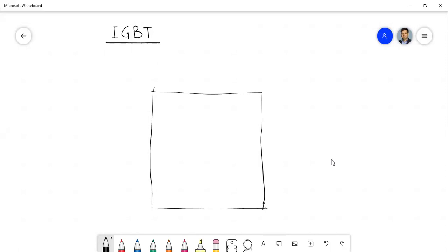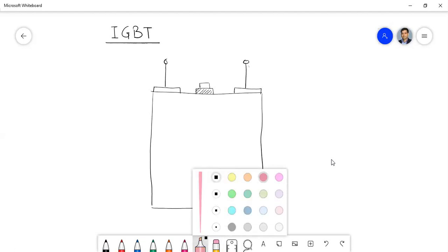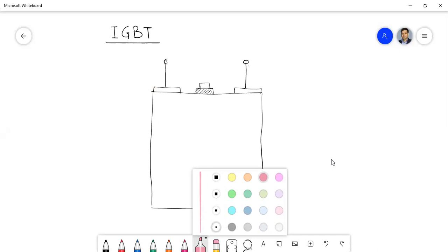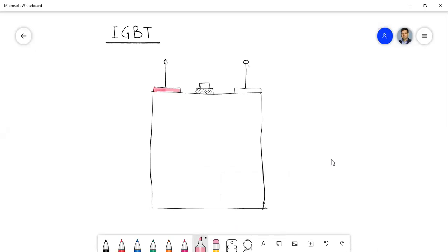So here you have, what are these terminals? Anybody? Source. Okay. And at the source, does the current enter or exit? Exits. Okay.